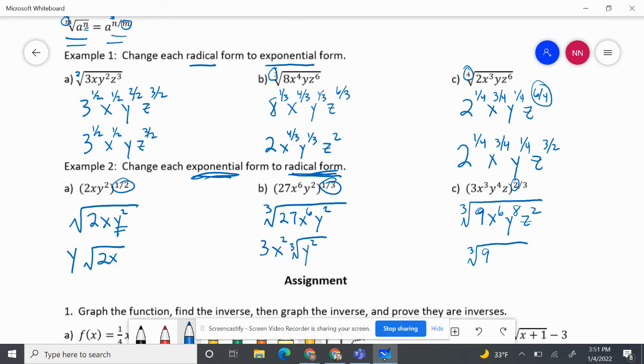We can take the cube root of x to the 6th. Think of it as 6 divided by 3, which is 2. So we have x squared. For y to the 8th, 8 divided by 3, 3 goes into 8 2 times, so that would be y to the 2nd, and there's 2 remaining, so that would be y squared. Think of it as a mixed number. If you had y to the 8/3, that would be the same thing as y to the 2 2/3. So the 2 comes out and the 2 stays in. Then we have z squared.